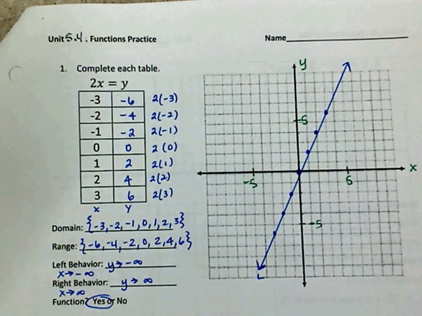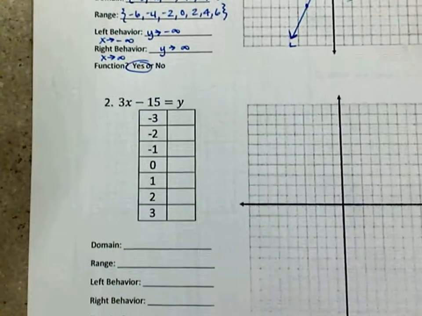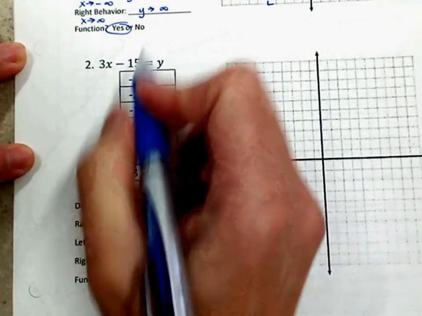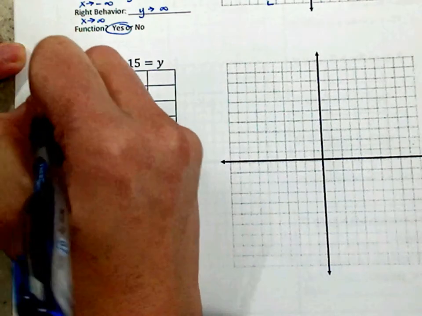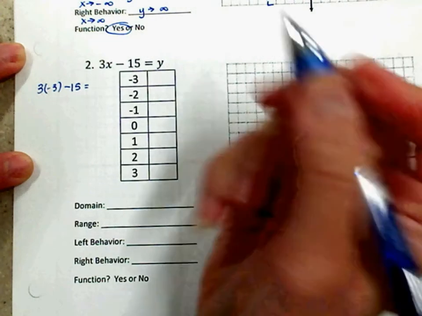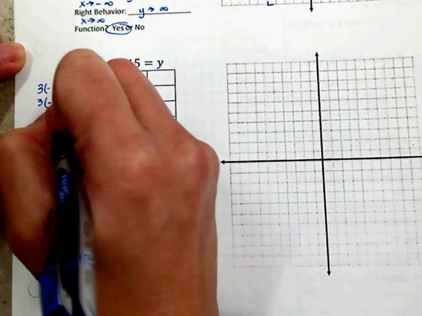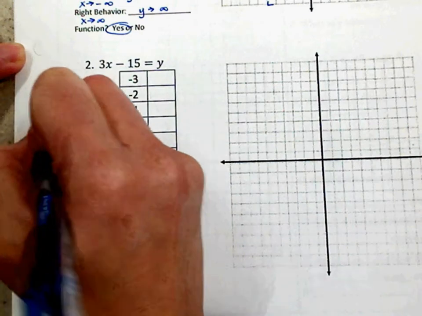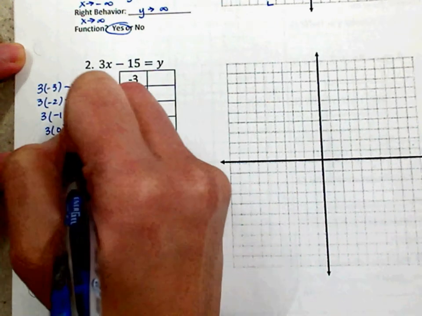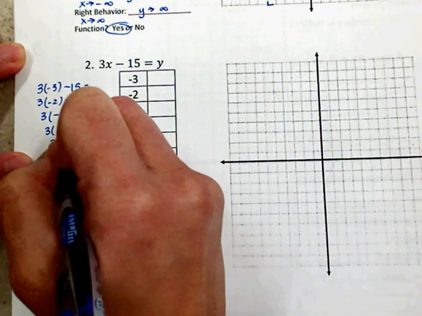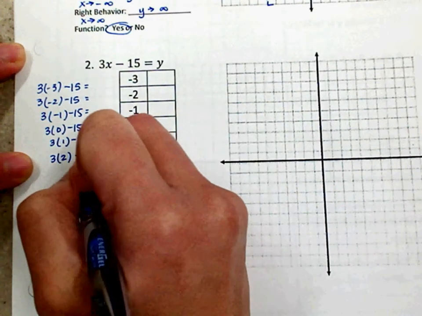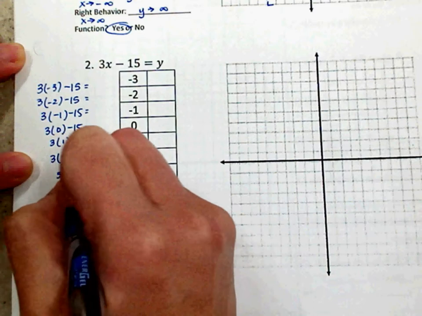Okay? Let's go to number 2. Number 2 is going to be a little bit longer, so I'm going to plug mine over here. Here's your x, here's your y. So 3 times negative 3 minus 15 equals. Do the next one, 3 times negative 2 minus 15. 3 times negative 1 minus 15. 3 times 0 minus 15. 3 times 1 minus 15, 3 times 2 minus 15, 3 times 3 minus 15.